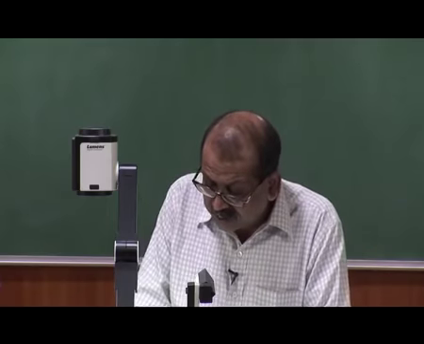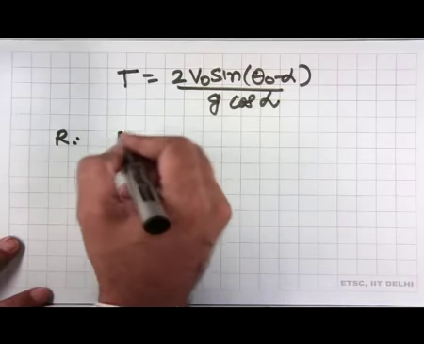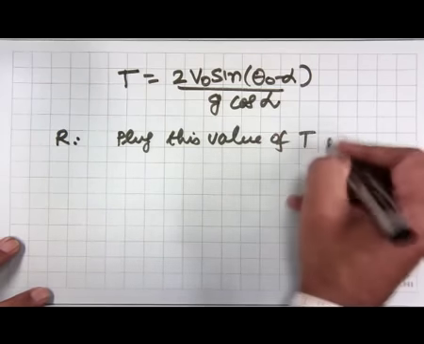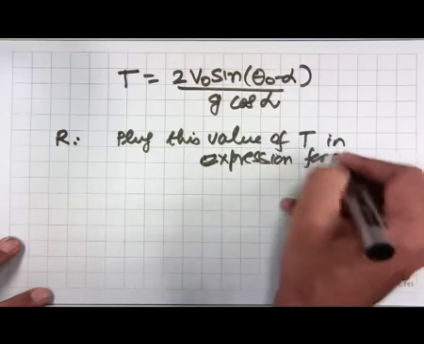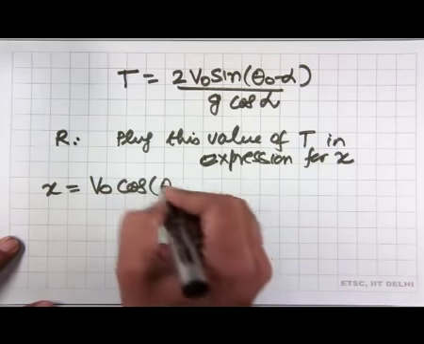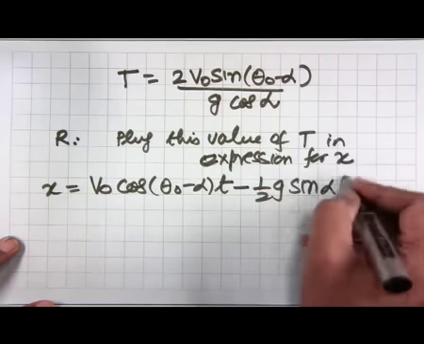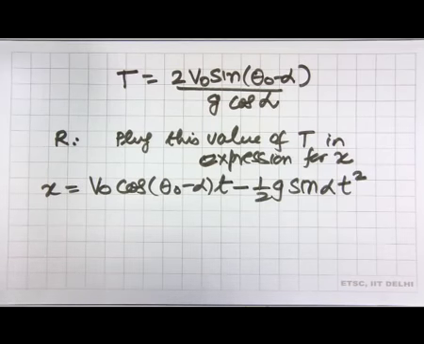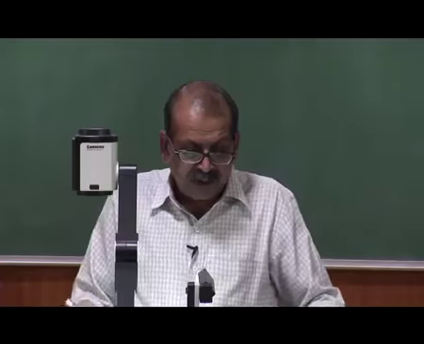Now, we have to find the expression for range. One way of doing this is we can plug this value of t in the expression for x, which was x is equal to v0 cosine of theta 0 minus alpha t minus half g sin alpha t square, and that will give us the value of r. But we can also look at this in another way, and that will be slightly simpler numerically.